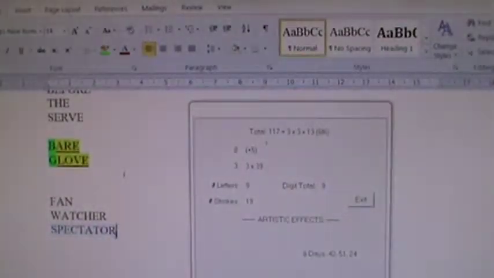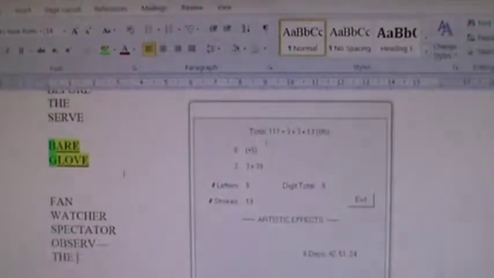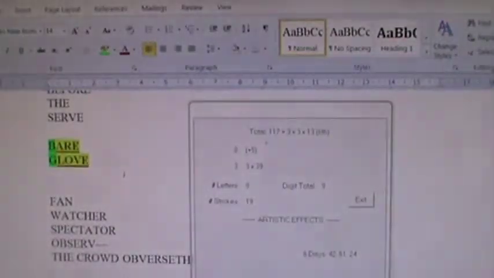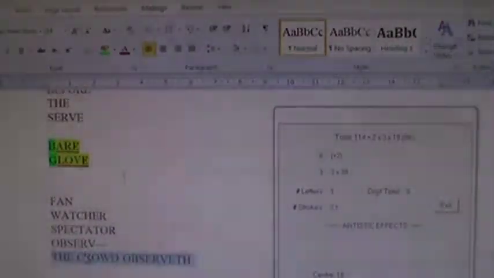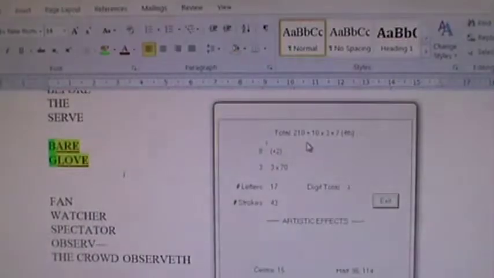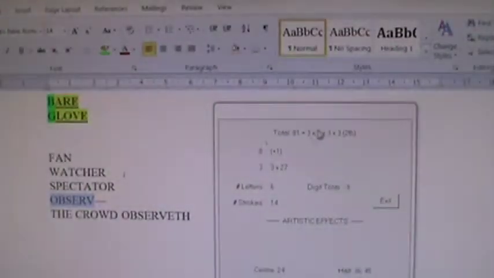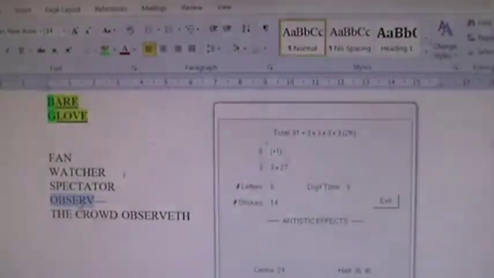The root of all observing is the root of observe. So you can say, the crowd observeth is my favorite ending. The famous British observeth. Beautiful. The crowd observeth. That equals will you marry me? 210, 3. So observe is pure 3, 3 times 3 times 3 times 3. I mean, tennis is a real observation game. Isn't that amazing? Tennis equals the root of observe.